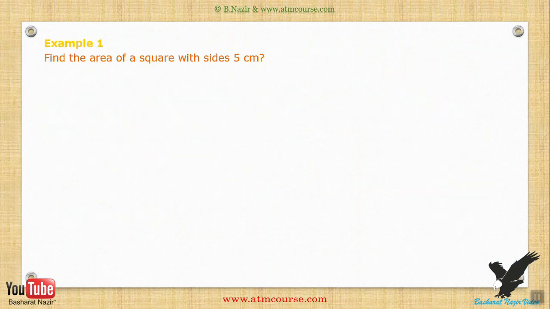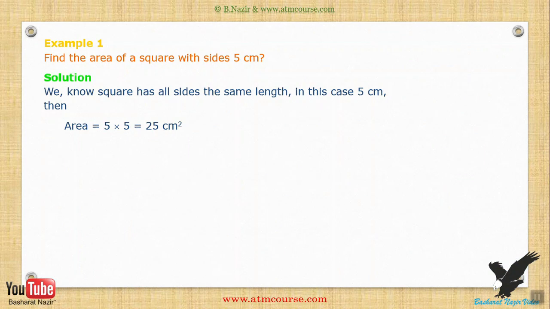Example 1. Find the area of a square with sides 5 cm. Solution. We know a square has all sides the same length, in this case 5 cm, then area equals 5 cm multiplied by 5 cm equals 25 cm squared.